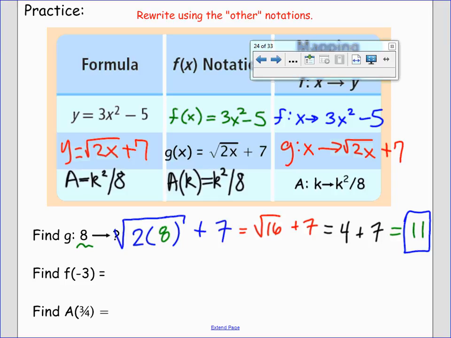Great question. F of negative 3. Do it. Go ahead and plug in negative 3 to your function. Do it. Show your work. Be ready to share.